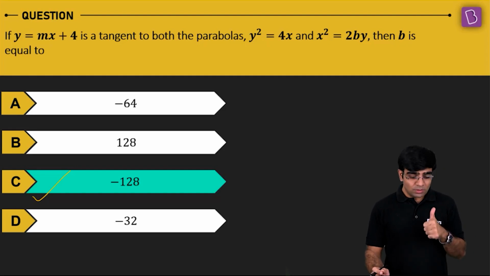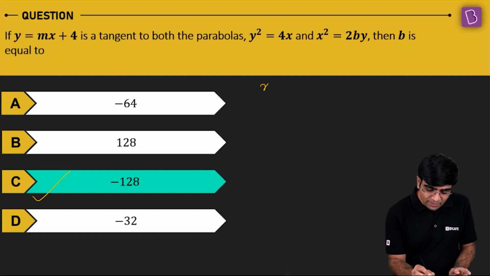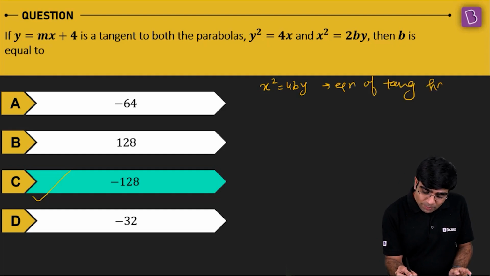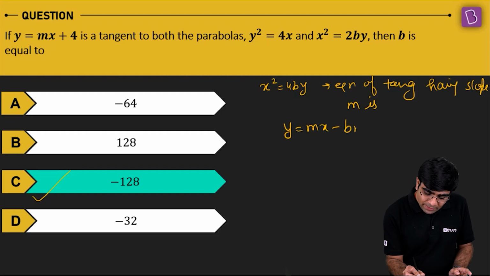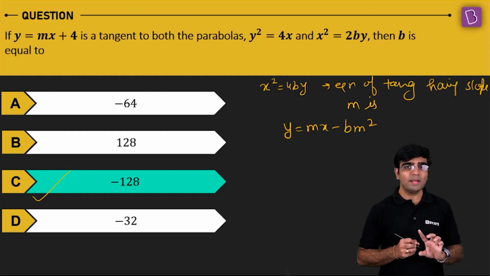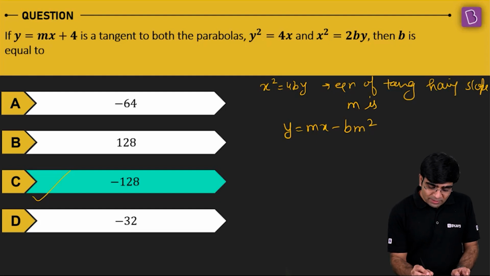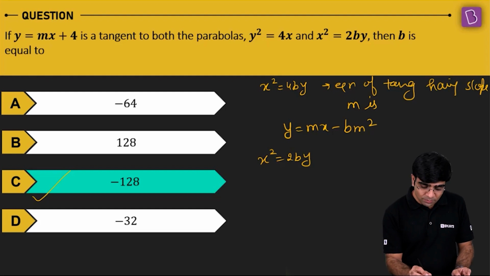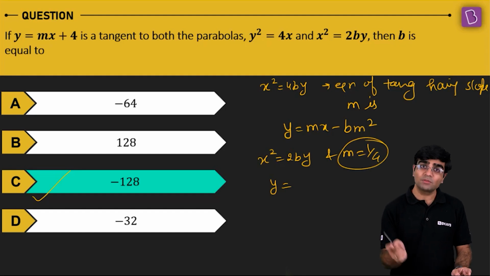Now, I was talking about the alternative solution in which I said that please remember the formula. So I said that for x square equal to 4by, the equation of the tangent having slope m is y equal to mx minus bm square. Right? Okay. Now, what is the parabola that I have here? x square equal to 2by. So b has to be replaced by b by 2. And I know that from the calculation, we have already figured out m equal to 1 by 4. So let's plug in the values.